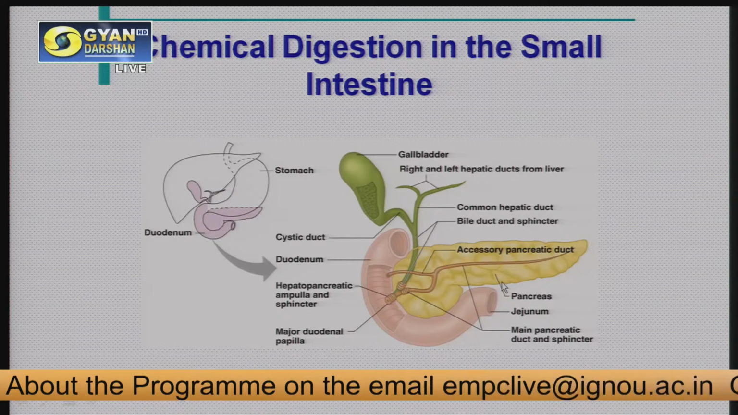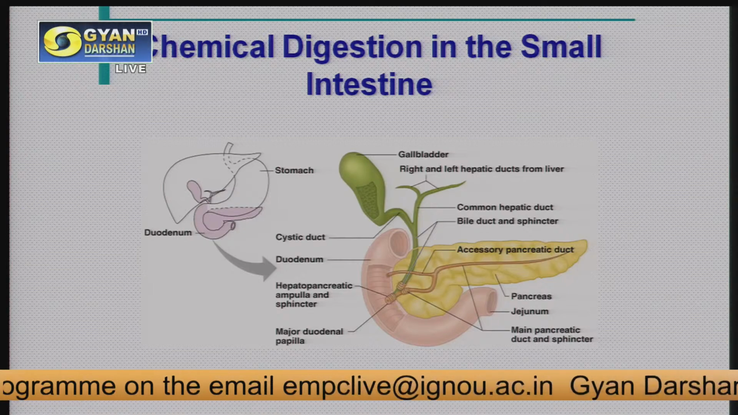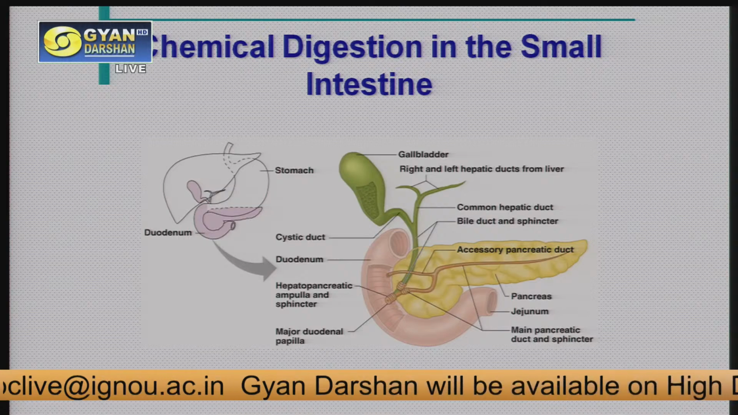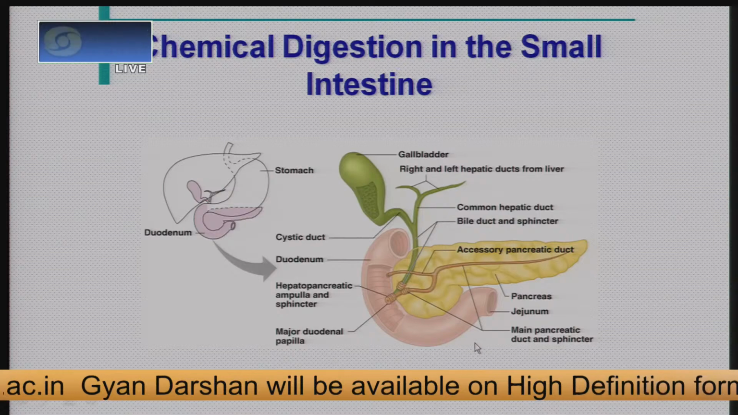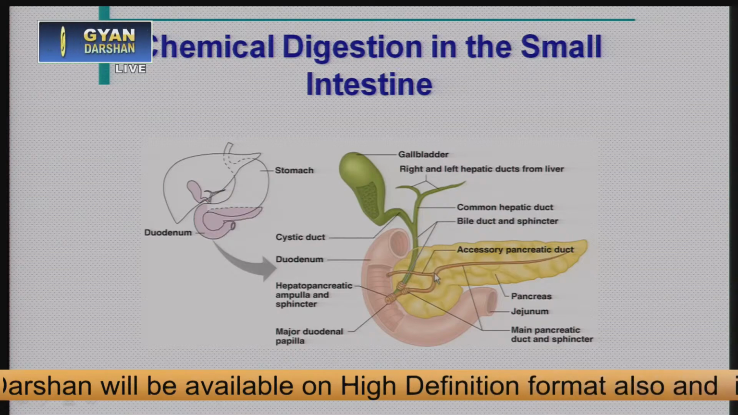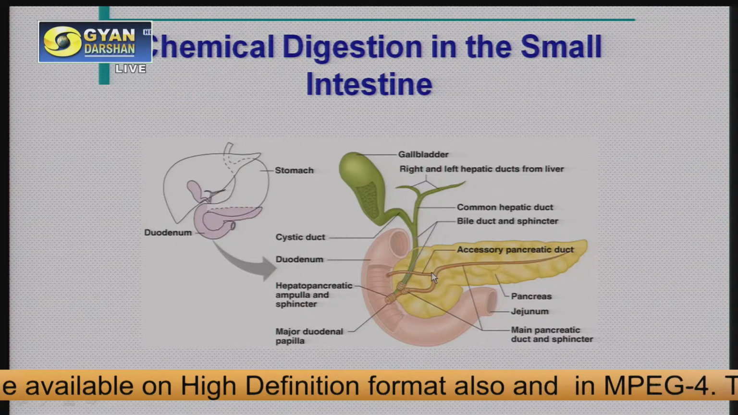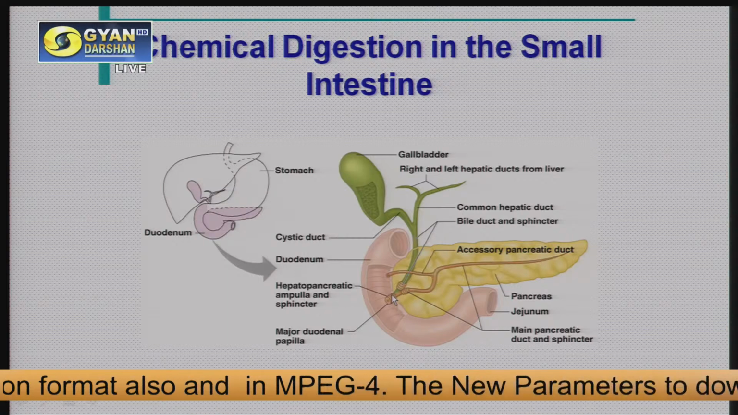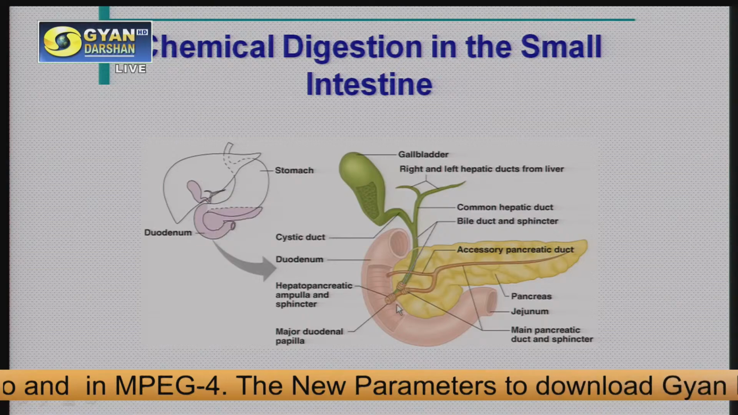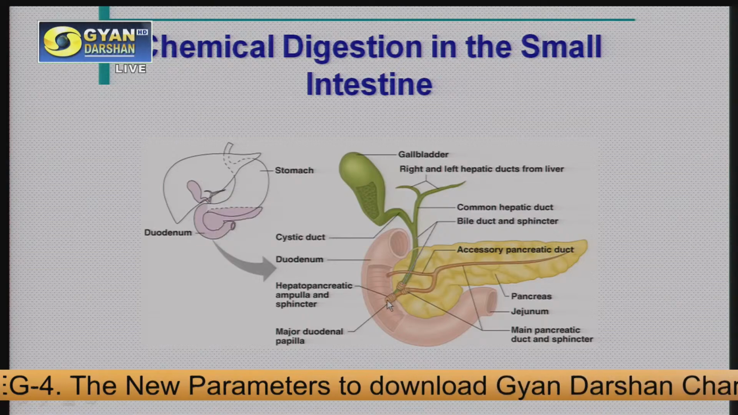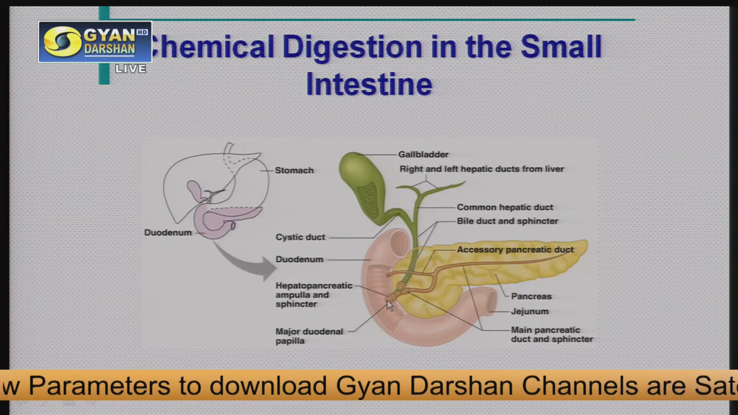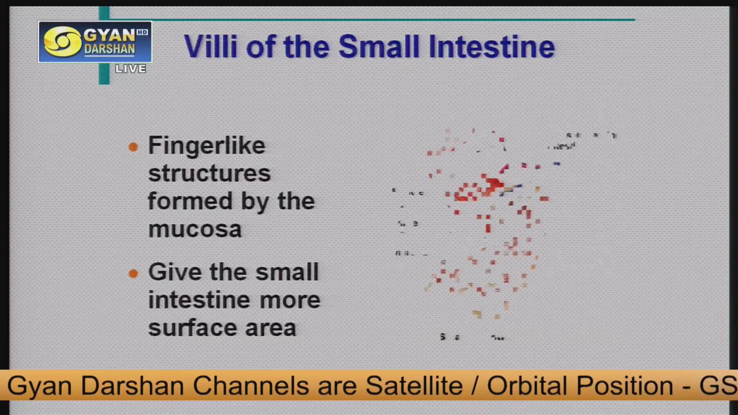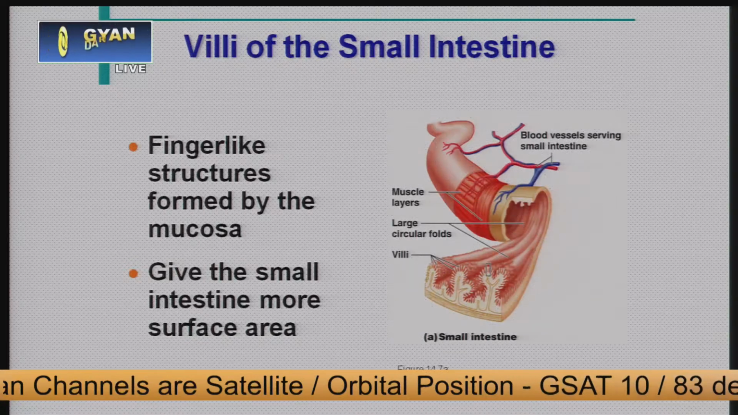Pancreas is very important, and in the pancreas there are all alkaline juices which are present. Then this is the jejunum after the duodenum, and this is the main pancreatic duct and the sphincter. So this is the chemical digestion which is happening, and this hepatopancreatic ampulla and sphincter is present here. And this one is the major duodenal papilla. So this is the important chemical digestion which is happening in the small intestine.